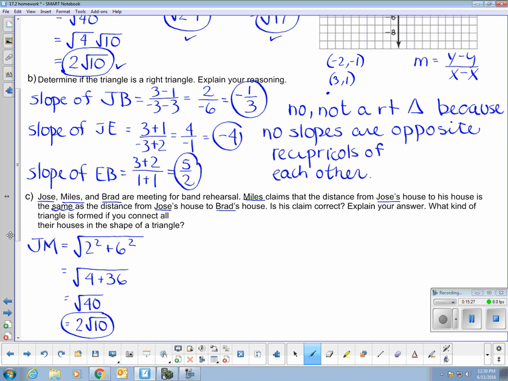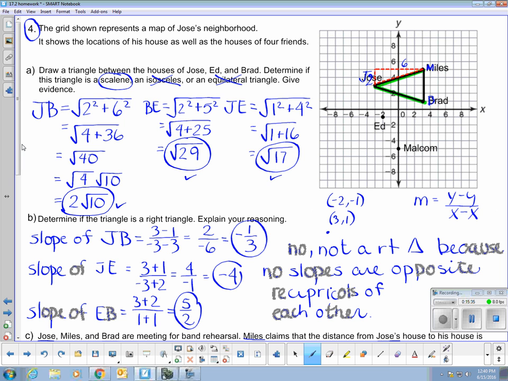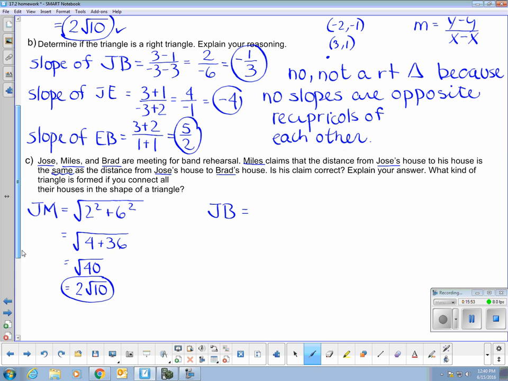And then we need to find the distance from Jose's house to Brad's house, from J to B. And again, another right triangle, using the Pythagorean theorem. We have this side is 2, 1, 2, 3, 4, 5. This side again is 6. So we're going to see that we get the same square root of 2 squared plus 6 squared, which is the same, 2 radical 10. So yes, his claim is correct.